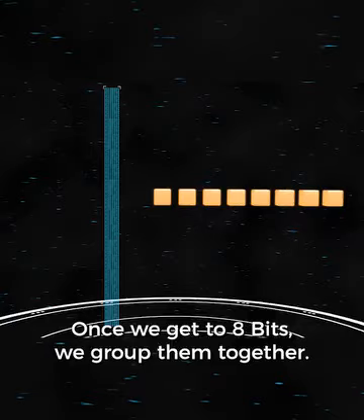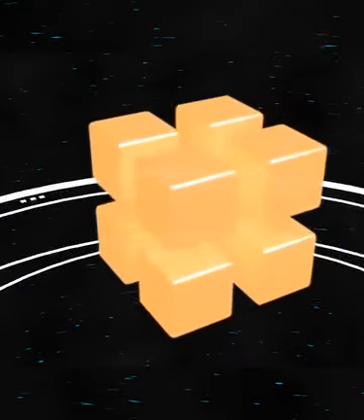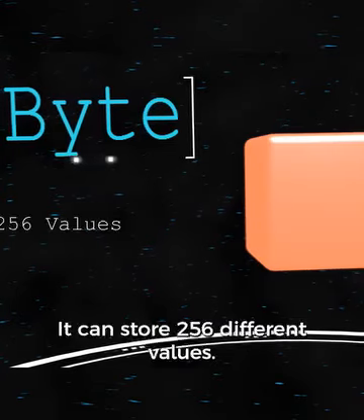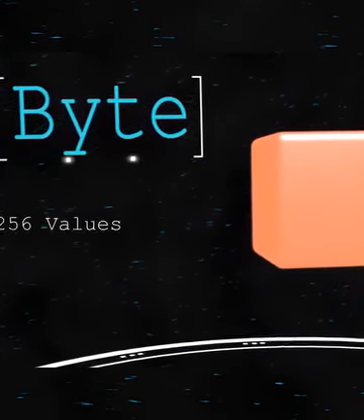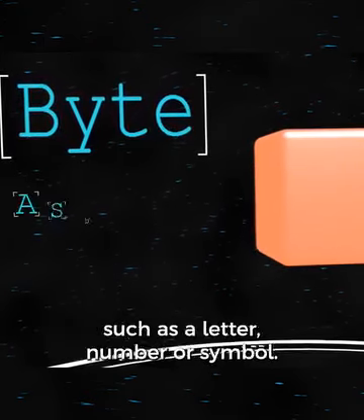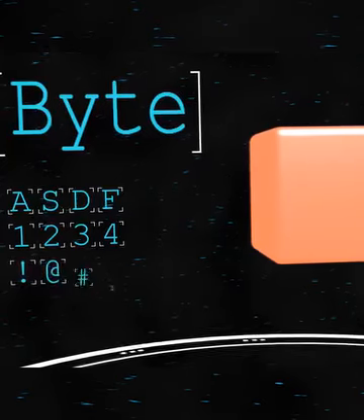Once we get to 8 bits, we group them together. This is called a byte. It can store 256 different values. A byte is also enough space to store a single character, such as a letter, number, or symbol.